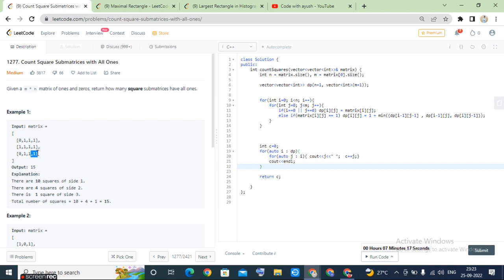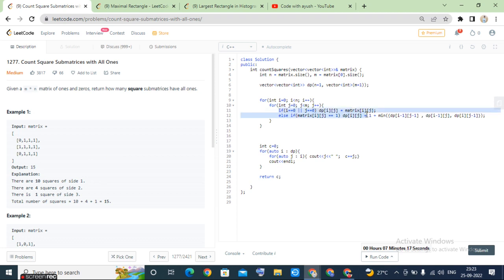And similarly for this one also, for this one also. For this one, can you tell me what's the value? It will be 3, because there are 3 squares ending here: a 1 cross 1 square, a 2 cross 2 square, and a 3 cross 3 square. So that's why, and then we'll find the sum of all the values of this dp table. That will give us our answer. So the dp value is done like this.